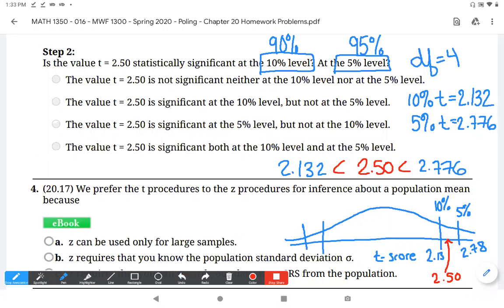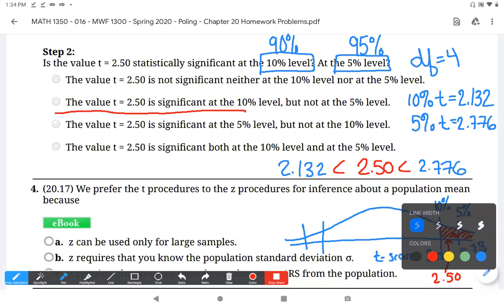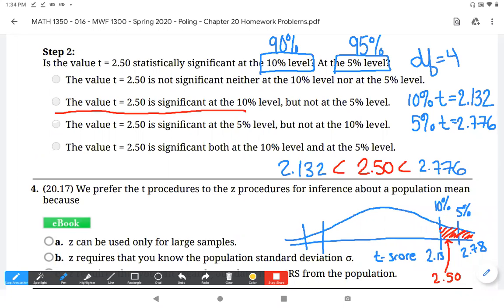We are in the critical zone in the 10%. So it's significant at the 10%, but we are not in the critical zone, the critical region of the 5%. So we are in the red critical zone, but we are not in the yellow critical zone. So we are significant at the 10% level, but not at the 5%. All right, I thought maybe for a second I had it drawn wrong, but we recovered.